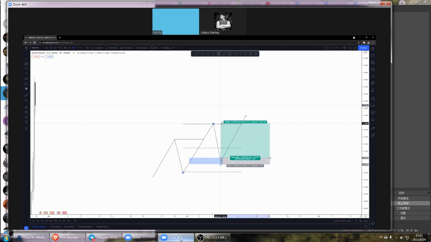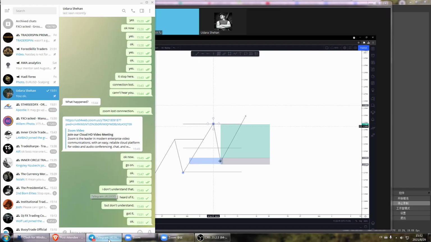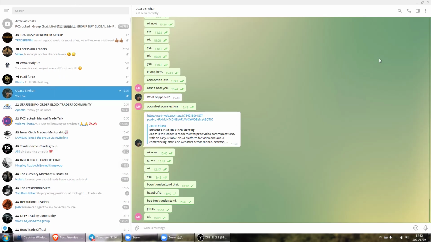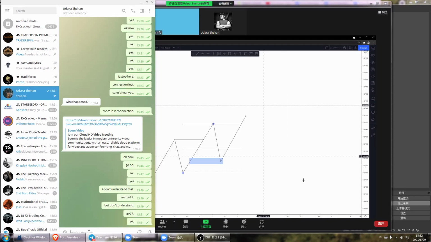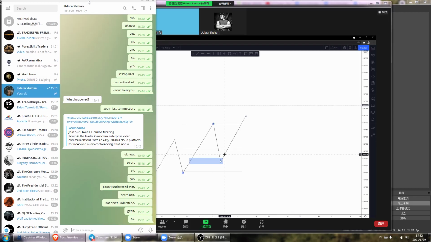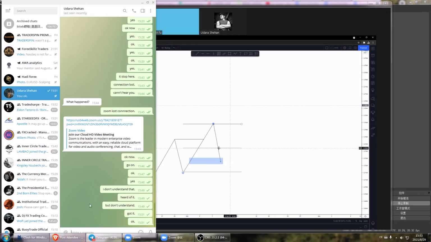Okay, this right here is the safest target. Remember, we should enter at internal range liquidity and then exit at external range liquidity. Hope that's clear now. That is about internal range liquidity and external range liquidity.